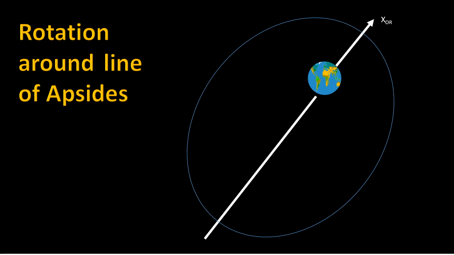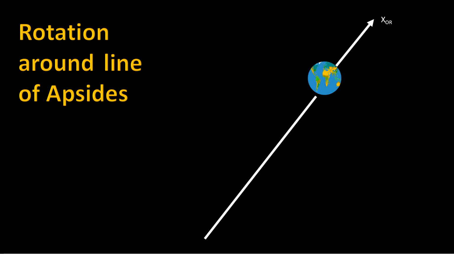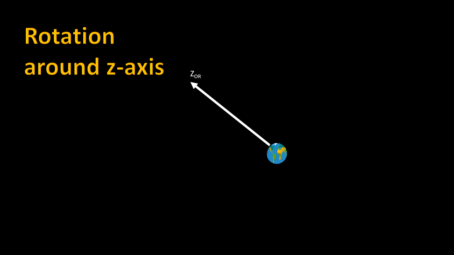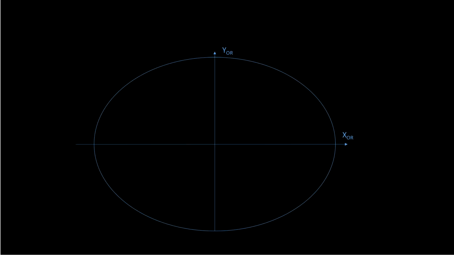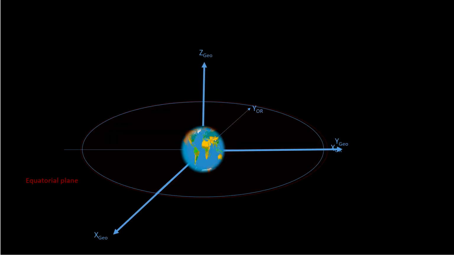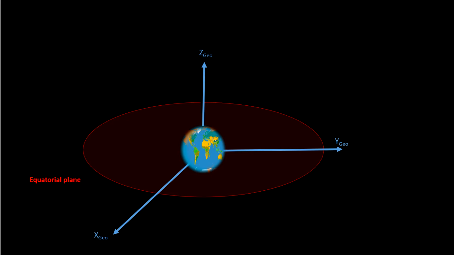Here I'm going to show how the orbital ellipse can rotate around the z-axis. We have rotation around the x-axis as well, and rotation around the z-axis. So the question is how to transform these coordinates only by these three rotations to the Earth's coordinate system. Now I put the center of the orbital coordinate system at the center of the Earth and expand the Earth's equator to get the equatorial plane.